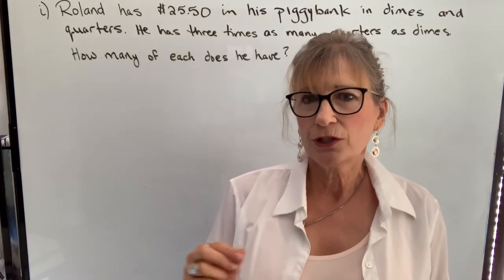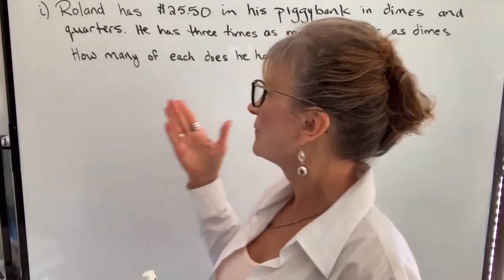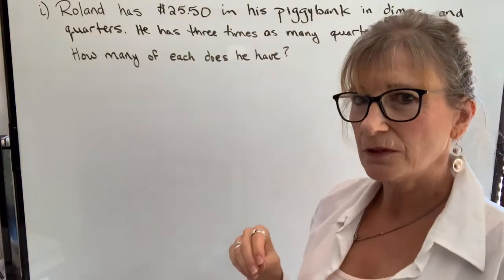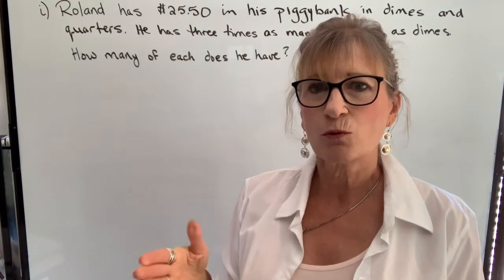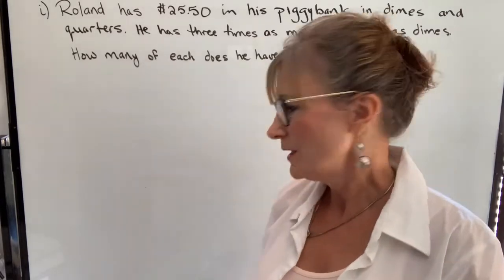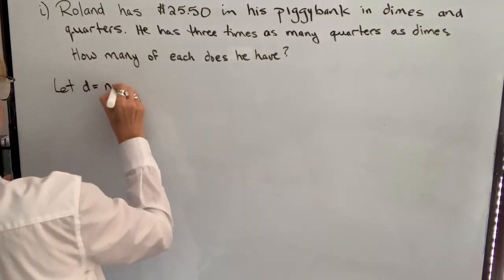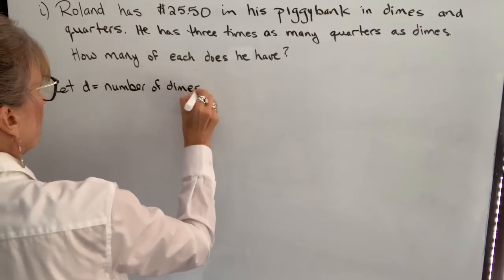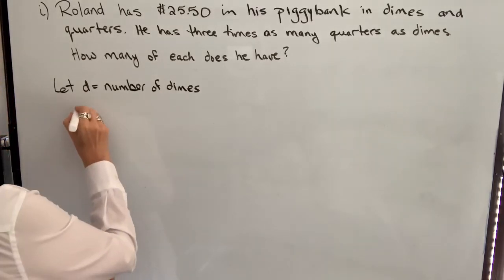In choosing which one you want to let your variable equal, look at the relationship. He has 3 times as many quarters as dimes. So it's easier to let your unknown be the number of dimes because quarters will be 3 times that. If you do the opposite, you're going to get into fractions. You're going to have to deal with 1/3. So we're going to let D equal the number of dimes. Then let's express quarters in terms of that. It will be 3D.